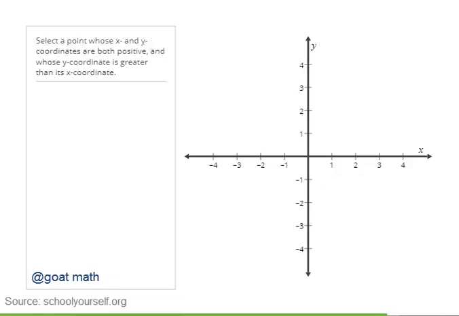Now here's your next challenge. Select a point whose x and y coordinates are both positive, meaning it should be up in this region here, but also make sure that the point's y-coordinate is greater than its x-coordinate. For example, this point over here is no good because its x-coordinate, 4, is bigger than its y-coordinate, 1. So try finding a point whose y-coordinate is greater than its x-coordinate.